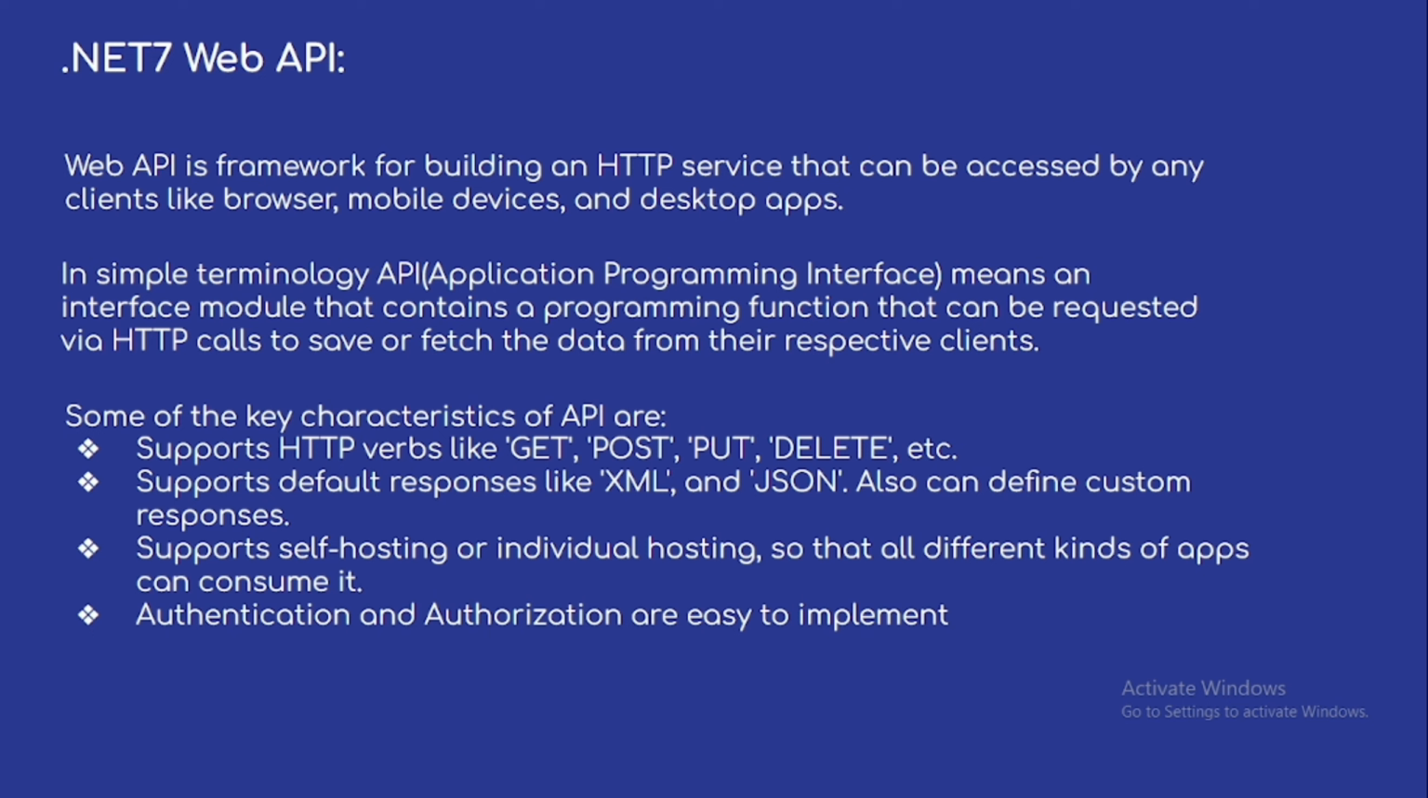By default, API returns two default responses, XML and JSON, and it is absolutely customizable to define your own output as well. Something like HTML or images you can also return as a response from the API. It can be self-hosted on all different kinds of platforms and can be consumed by all different kinds of applications. Okay, this is the brief overview of Web API.